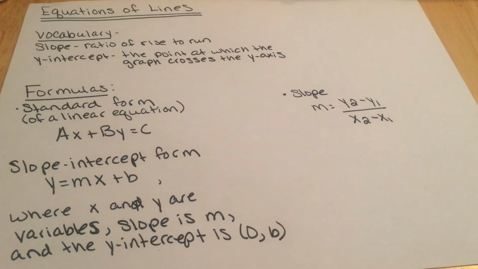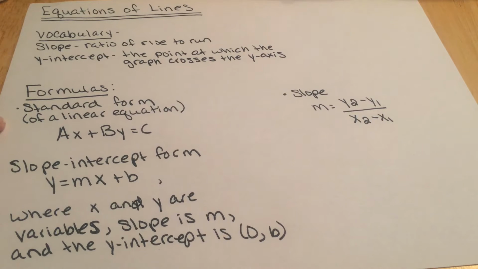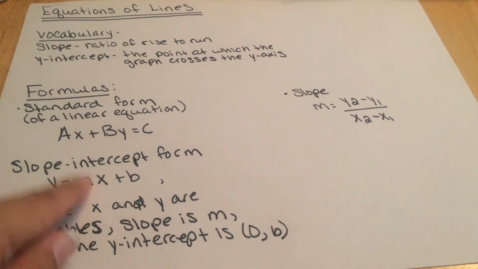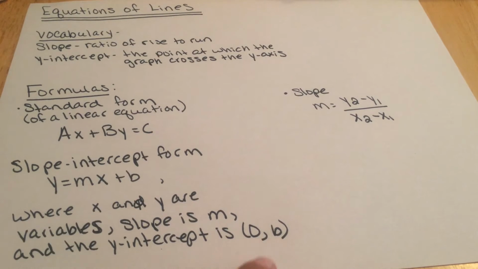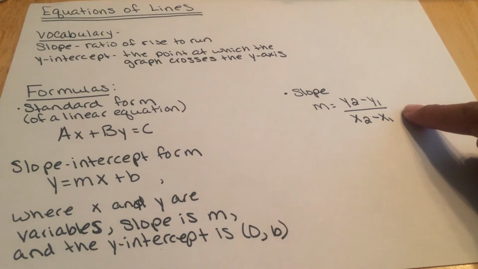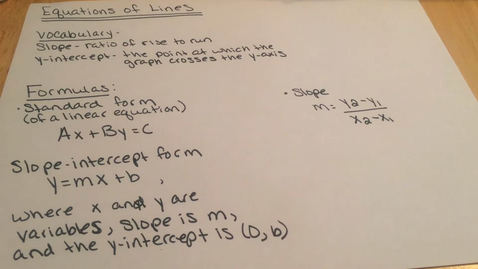The other thing that's going to be really important today are the formulas that we're working with. So we have two types of formulas with our linear equations. The first one is standard form, and we see that that's ax plus by equals c. The second one is slope-intercept form, which is y equals mx plus b, where x and y are variables, and the slope is m, and the y-intercept is b, or (0, b) as a coordinate. And the third formula that we're going to need is our slope formula. Again, we saw this during our slope video, so it shouldn't be unfamiliar to us.